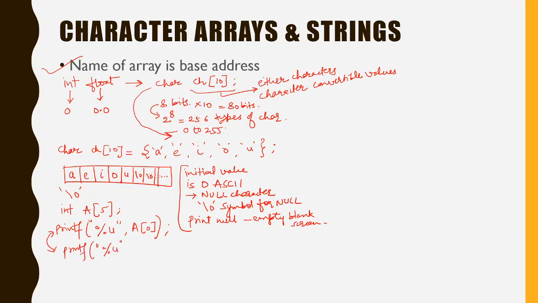Percent u in C programming. The name of the array is its base address. Why have you used percent u? It is for unsigned. So this is one of the concepts that you have to remember: the name of an array is its base address, and it is printed with the help of the format specifier %u.